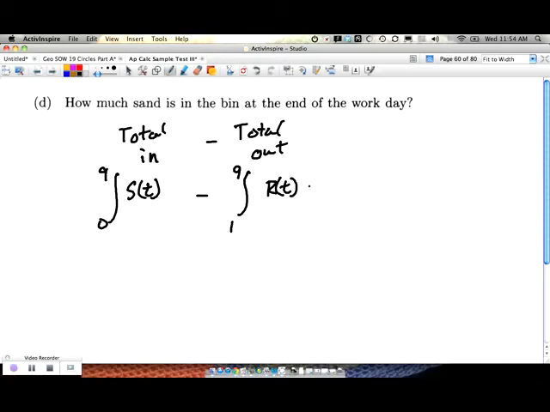So I can do each of these separately, which is what I'm going to do. And we actually already figured this one out. We figured out the total in, that's from the answer from part A. So I just need to figure out R of t from 1 to 9. So let's use my calculator.